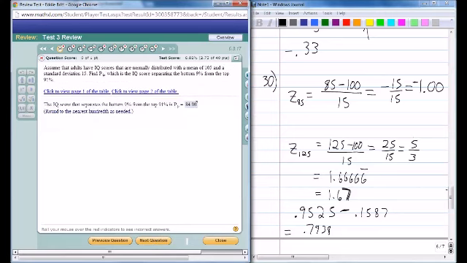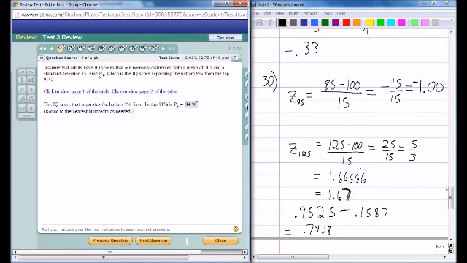Alright. Now we have to really pay attention to the wording on this problem. Assume that adults have IQ scores that are normally distributed with a mean of 105. That's a little different, depending on what source you're looking at or what set of data people have used. They may have a different mean or standard deviation. This mean is just a little different. Okay, a mean of 105 and a standard deviation of 15.